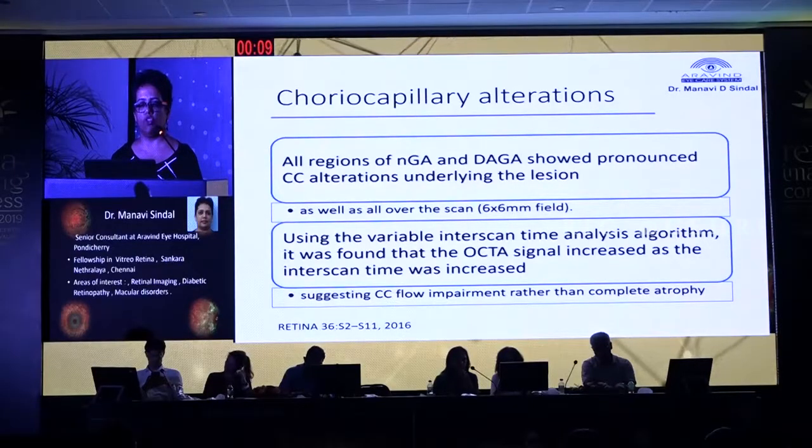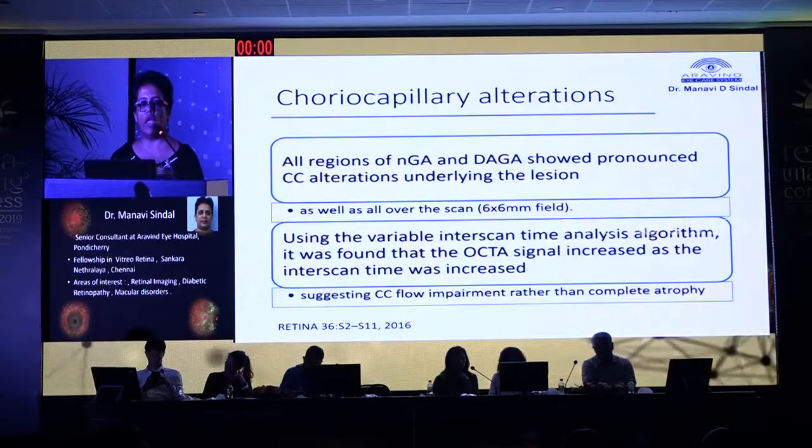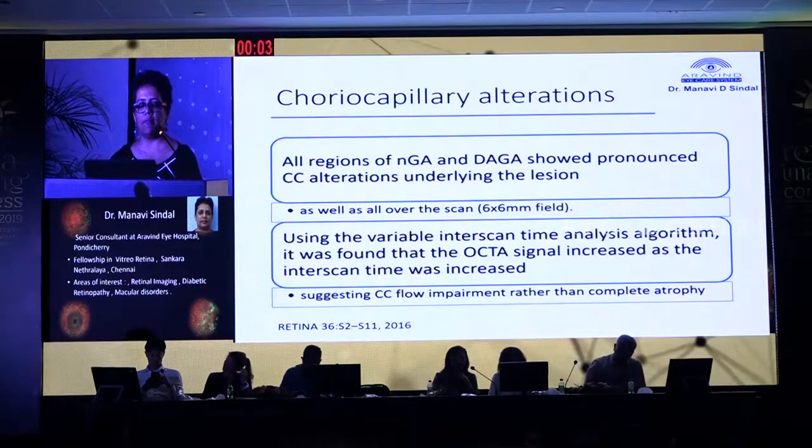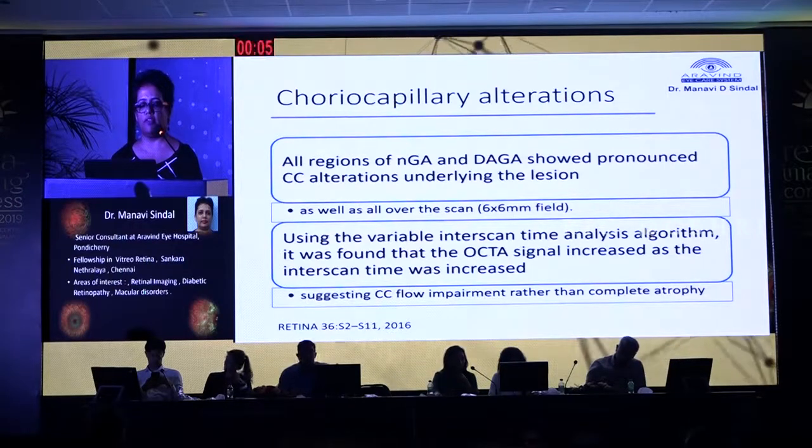So then choriocapillary alterations in this area have been studied. All areas of nascent as well as Drusen associated GA show pronounced alterations in the choriocapillaris underlying the lesion as well as in the entire scan. But when they used varying interscan times, they found that the signal increased as the interscan time was increased. So this may suggest a flow impairment rather than a complete atrophy.